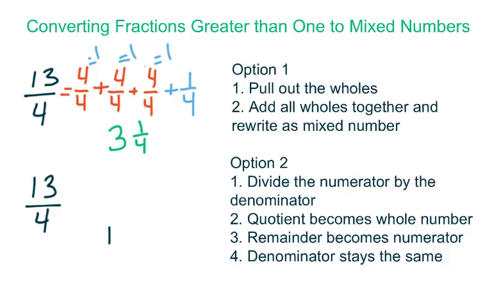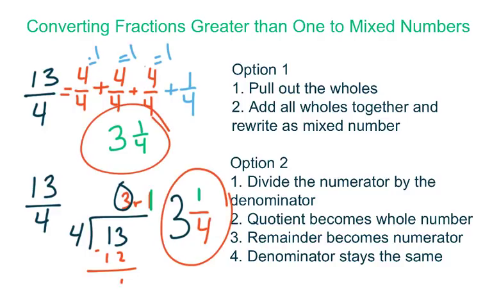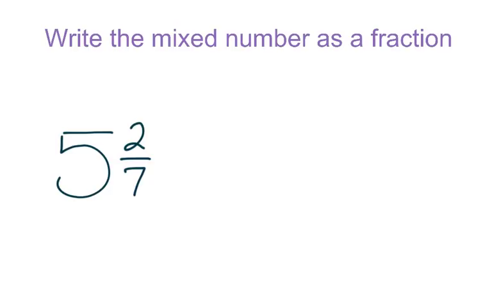If I'm dividing, my 4 goes into 13 3 times. 4 times 3 gives me 12. I subtract, I'm left with a remainder of 1. My quotient becomes my whole number. My remainder becomes my numerator, and my denominator of 4 stays the same. Either way, I have 3 1/4.